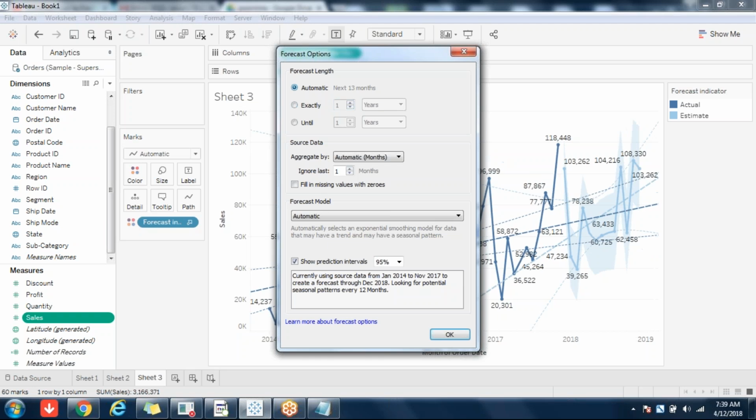So automatic 13 months is somewhat okay. That's not a problem. That's exactly what Tableau is giving you. If you want aggregation, of course you can do it at different levels, no problem. That can be done.